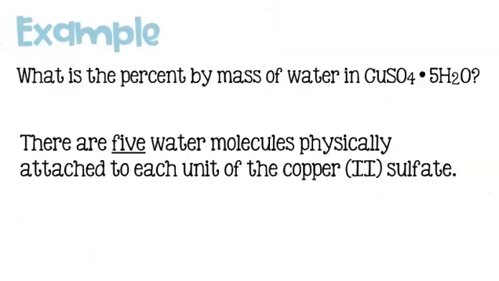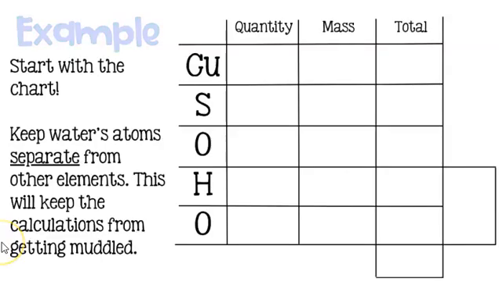Let's try an example. What is the percent by mass of water in CuSO4·5H2O? Or copper(II) sulfate pentahydrate, penta meaning 5, hydrate meaning water is attached. Well, we know there are 5 water molecules physically attached to each unit of the copper(II) sulfate. We're going to start by calculating the formula mass of copper(II) sulfate pentahydrate. When we do this, make sure you keep water's atoms separate from the other elements in order to keep the calculations from getting all mixed together.